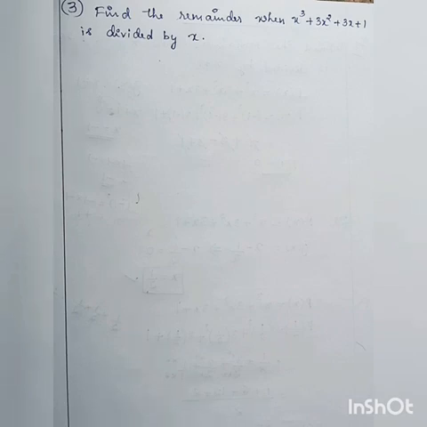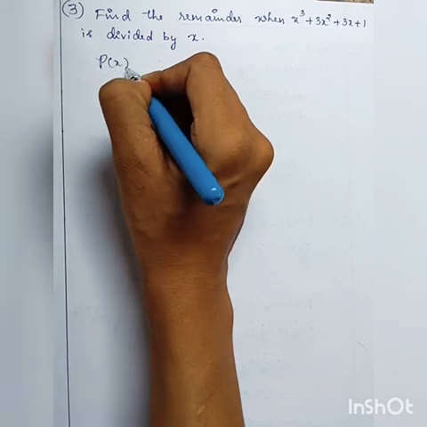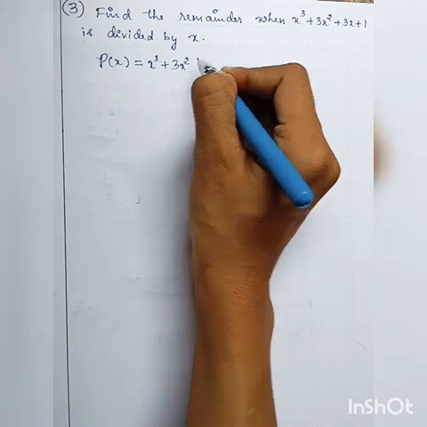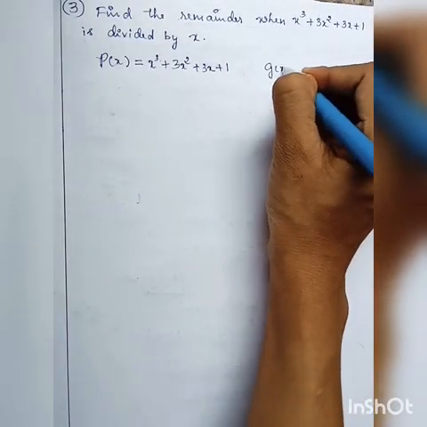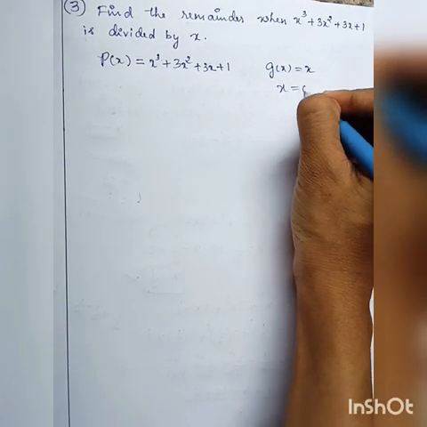That is, find the remainder when x cube plus 3x square plus 3x plus 1 is divided by x. So here the dividend P of x is equal to x cube plus 3x square plus 3x plus 1, and g of x is x. So we have to use the remainder theorem, correct? What I have told you, how to find the remainder? What is the next step? The next step is, g of x, we have to make it as 0. So x is equal to 0.